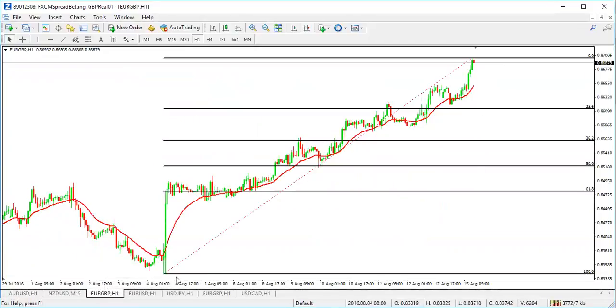This is a good one. Right, you've got Euro GBP 1 hour. I've gone from the low all the way to the high. Now, at the minute, that's the high. If that changes, I'll change this all around.